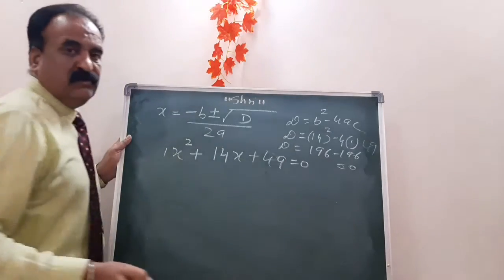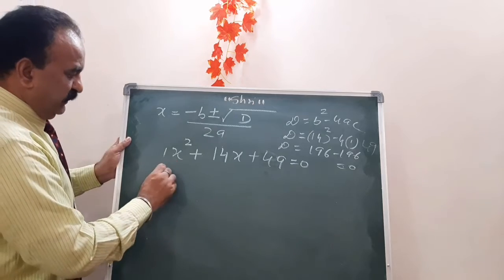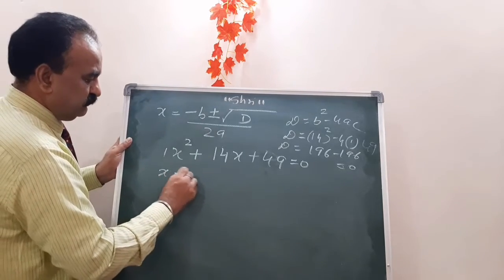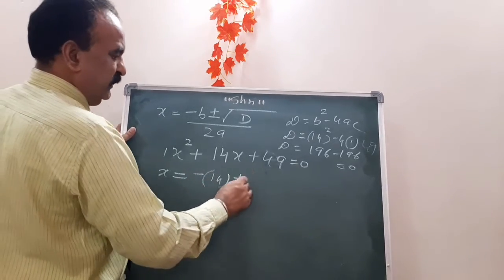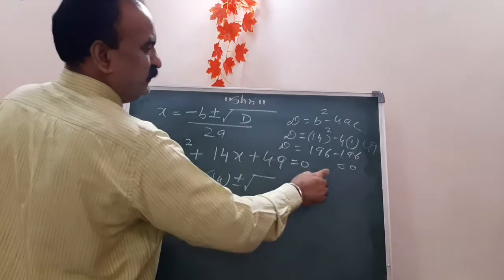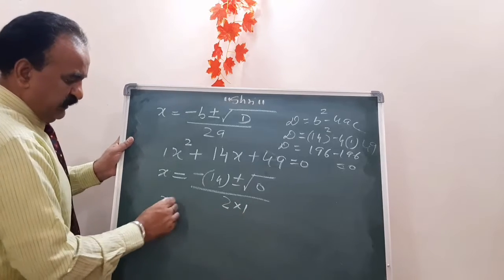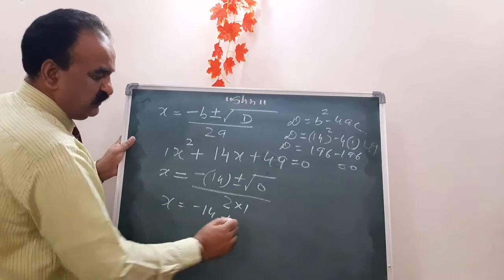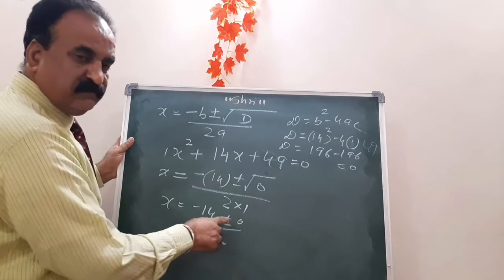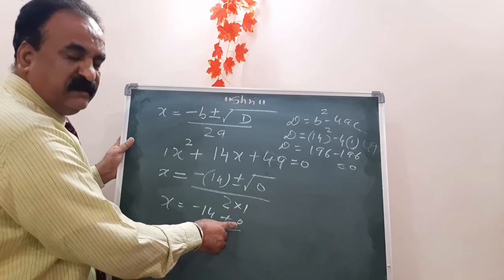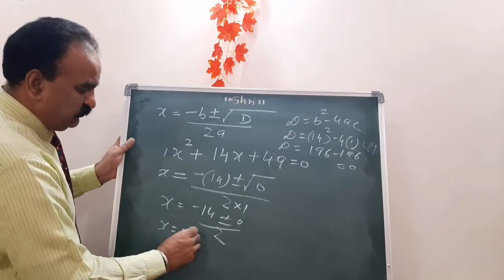It means d is equal to 0. If d is equal to 0, it means roots are real and equal. So x is equal to minus b. What is your b? B is 14. Plus minus under root d. What is your d? D is equal to 0. Upon 2a, so 2 into 1. So x is equal to minus 14 plus minus 0 upon 2. One time you will take positive sign, one you will take negative. Minus 14 plus 0 means minus 14. Minus 14 upon 2 means minus 7. So x is equal to minus 7.